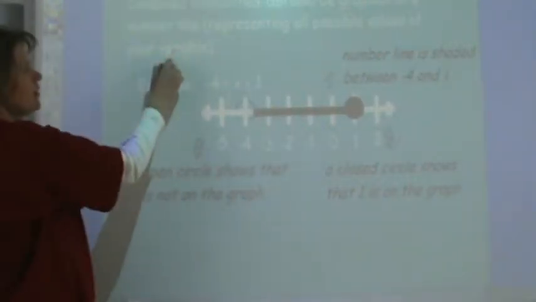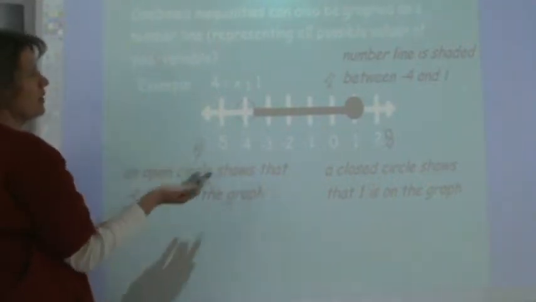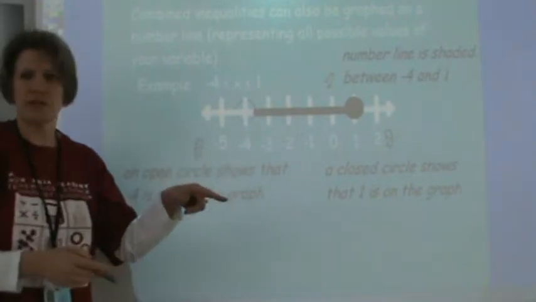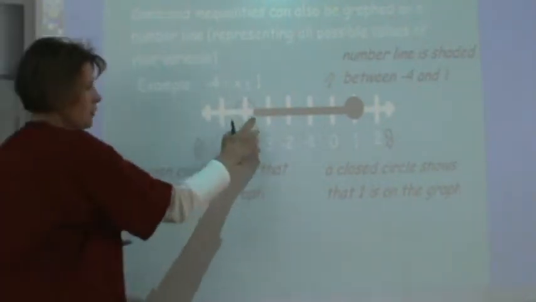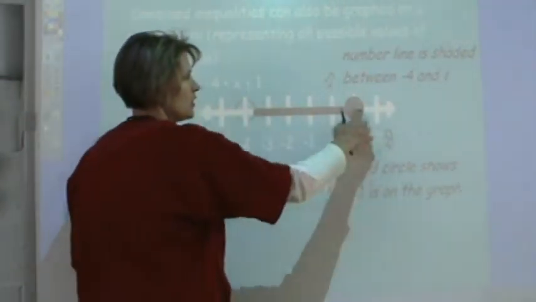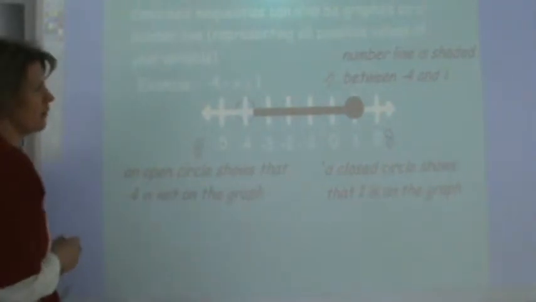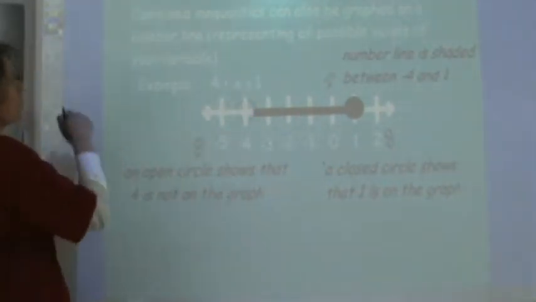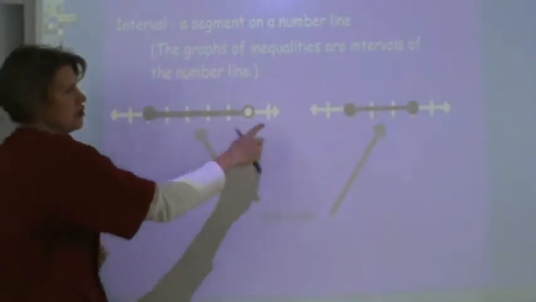Okay, this kind of just summarized what I said. You've got the combined inequality can be graphed in a number line. Okay, if this helps you, go ahead and freeze it right now and write this down. But basically, your open circle means it doesn't include it, closed circle means it includes it. The shaded part in between is showing that it could be anything from negative 4 to 1. Not including negative 4, but could include 1. Interval, another vocab word, it's a segment on a number line. Basically, it's this shaded part in here.